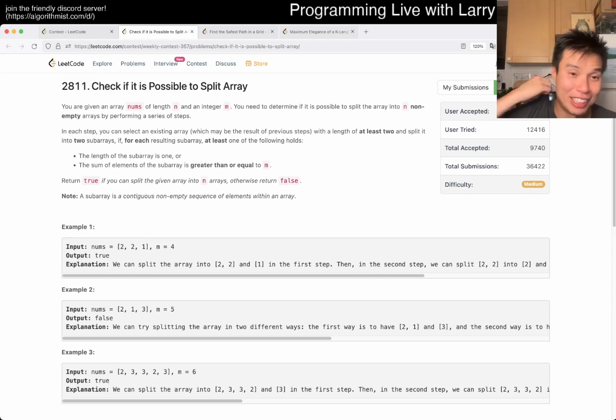Man, this is so much reading. I'm not in reading focus mode right now. Alright, what am I doing? N non-empty, what's n? Of length n non-empty arrays.